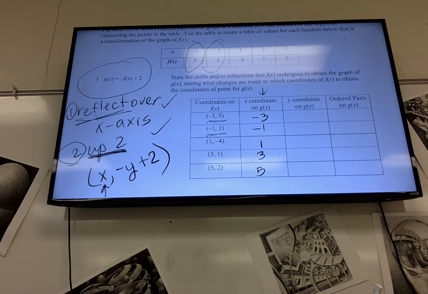Okay, then the y-coordinate. So to do the y-coordinate, we're going to change the y sign and add 2. So this 5, we're going to make it -5, and we're going to add 2. So it's -3. So the ordered pair is -3, -3. I made a leap there, so let me know if I lost you.